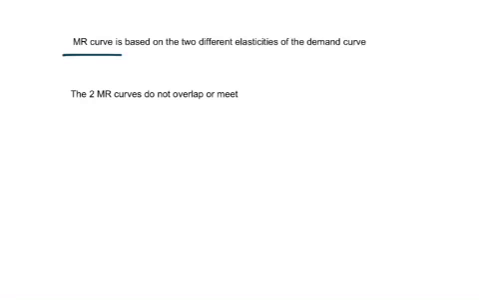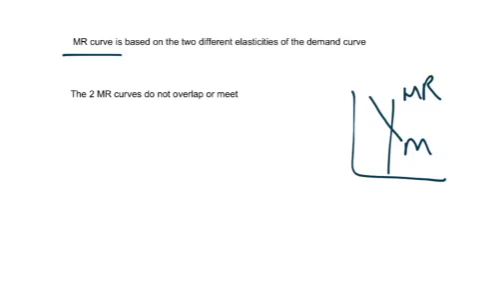Okay, a second point to keep in mind when you're drawing the marginal revenue curves is that the two marginal revenue curves do not overlap or meet. So in other words, you don't want to be drawing marginal revenue curves that look like here's a marginal revenue curve and then here's a marginal revenue curve. You don't have two separate marginal revenue curves. They're not overlapping and they're not meeting, so you don't want to draw them that way. You have to be really precise in the way that you're drawing them.